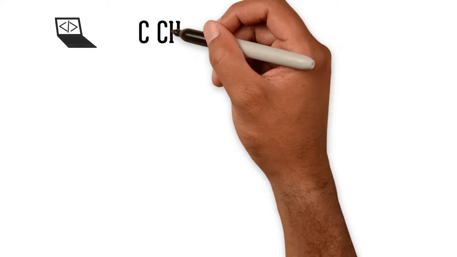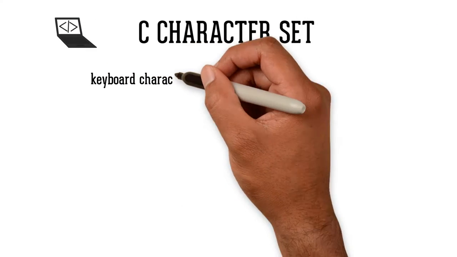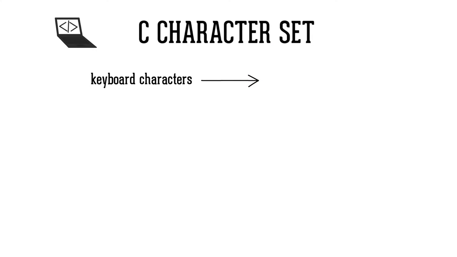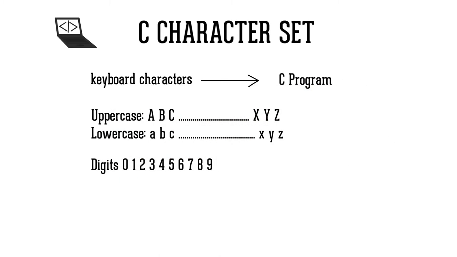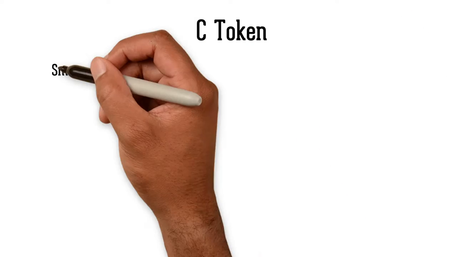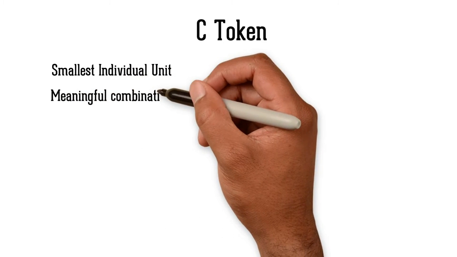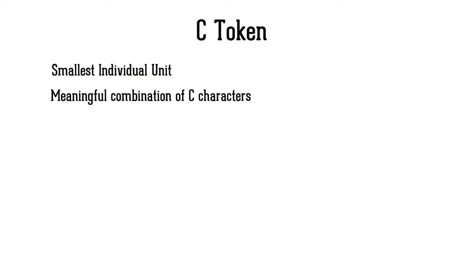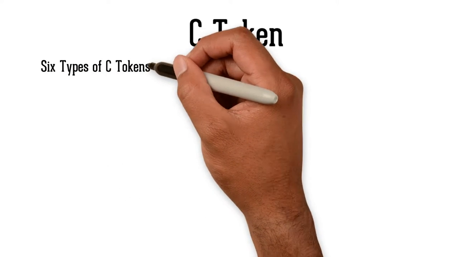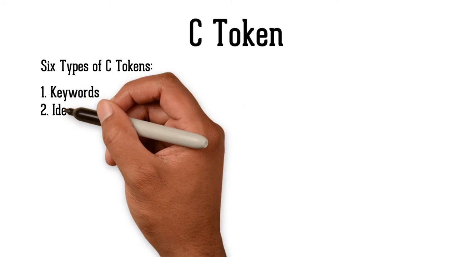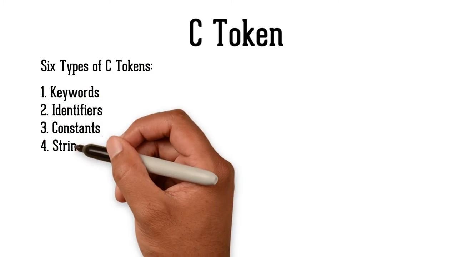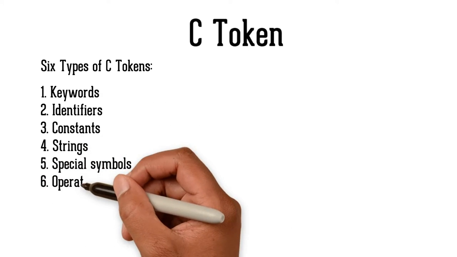Let's start with the C character set. It contains the keyboard characters which can be used in writing a C program. A character set includes alphabets, digits, and special symbols. There is a term, C tokens, which is the smallest individual unit in a C program. A C token is a meaningful combination of C characters, just like a word in the English language. There are a total of 6 types of C tokens: keywords, identifiers, constants, strings, special symbols, and operators.